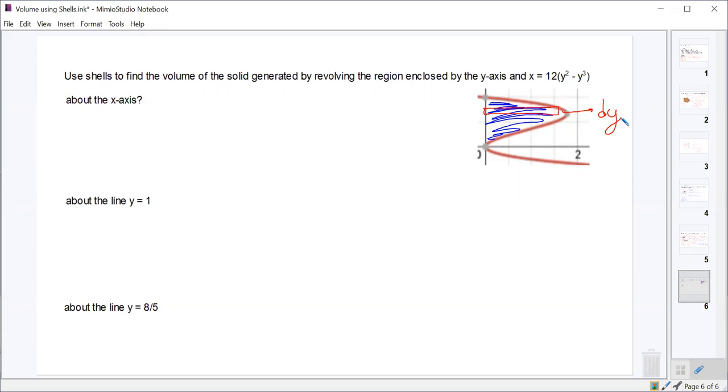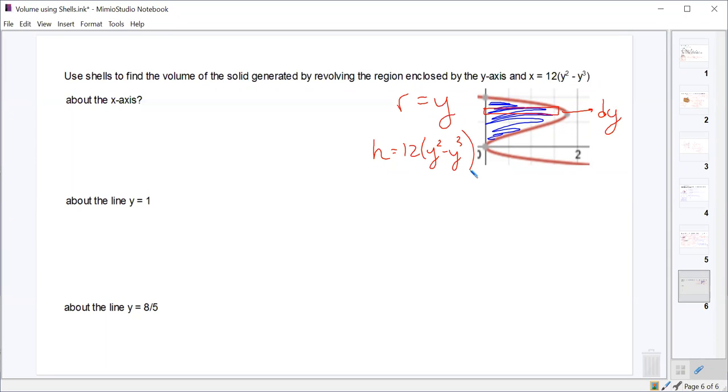Well, we're going around the x-axis. So what's the radius going to be? That's going to be y. What about the height? It's just x, isn't it? Isn't our height just x? Just the distance from the y-axis to the function, x, which is 12 times y squared minus y cubed. So really, using shells, this is pretty straightforward. The function is just the height, radius is just y, thickness is dy.